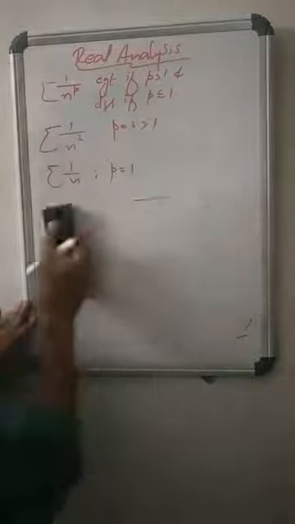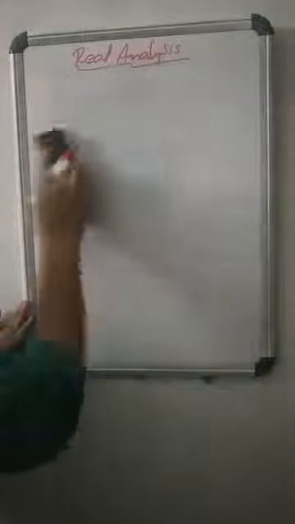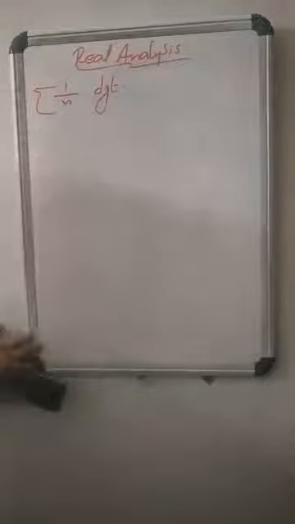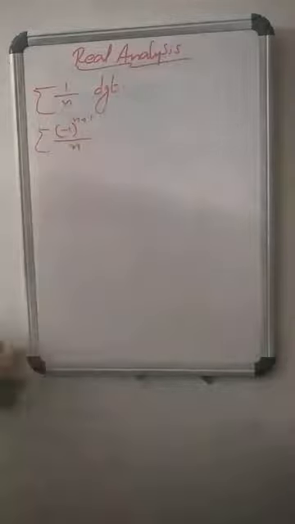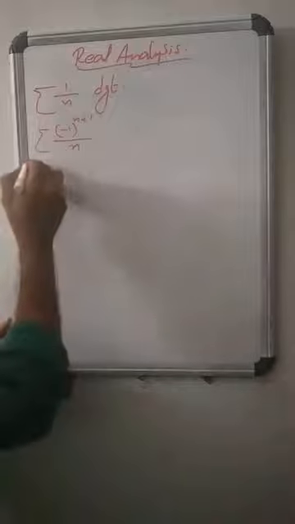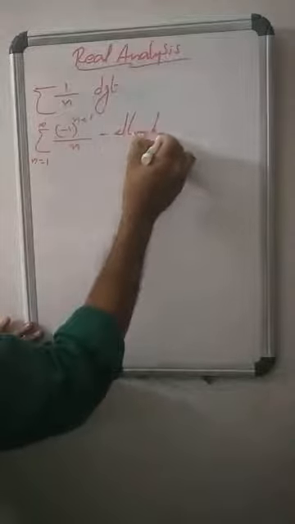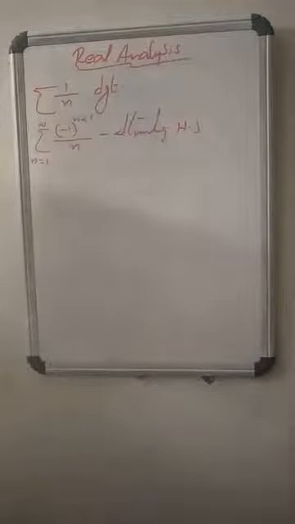So we know that the harmonic series sigma 1 by n diverges. What about the convergence or divergence of the alternating harmonic series? Alternating harmonic series means sigma minus 1 power n plus 1 by n, where n ranges from 1 to infinity. This is known as the alternating harmonic series. Is it convergent or divergent?